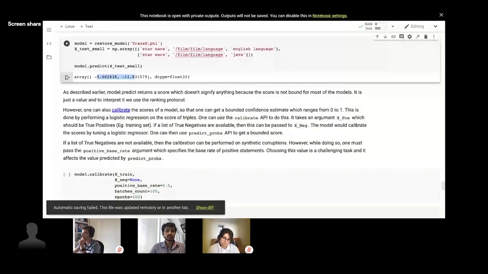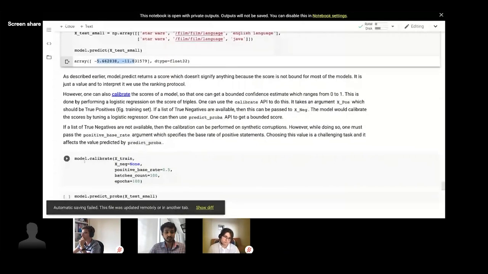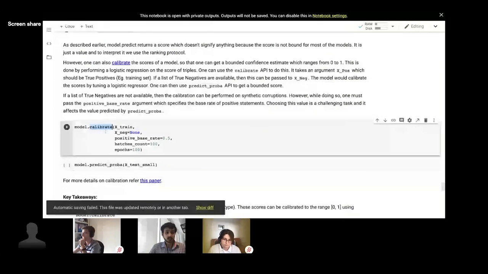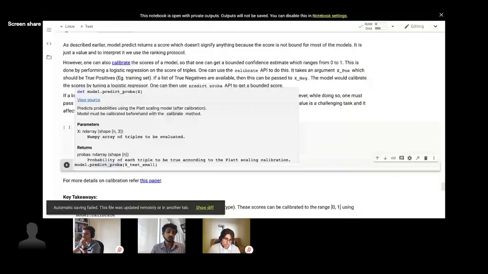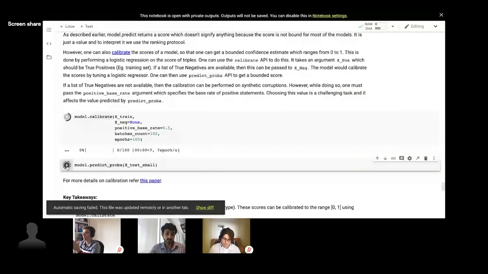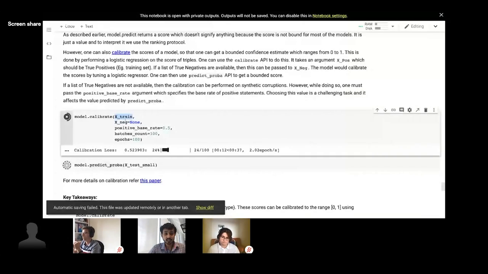This is where calibrate comes in. So you can use model.calibrate. Ampligraph provides this API called calibrate, which can be used to calibrate the model and return a score between 0 and 1. Once the model is calibrated, you can use predict_proba to give the probability estimate on the triples. So now I'm calibrating for 100 epochs. The way to calibrate is you need to have negatives. So you specify the positives, you specify the negatives, and then you calibrate.